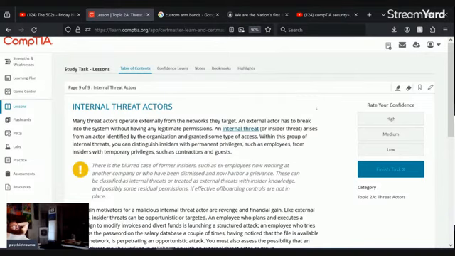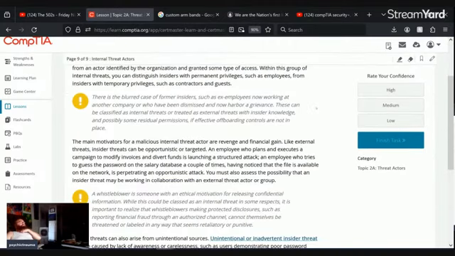Within this group of internal threats, you can distinguish insiders with permanent privileges, such as employees, from insiders with temporary privileges, such as contractors and guests. There is the blurred case of former insiders, such as ex-employees now working at another company or who have been dismissed and now harbor a grievance. These can be classified as internal threats or treated as external threats with insider knowledge, with possibly some residual permissions, if effective offboarding controls are not in place.